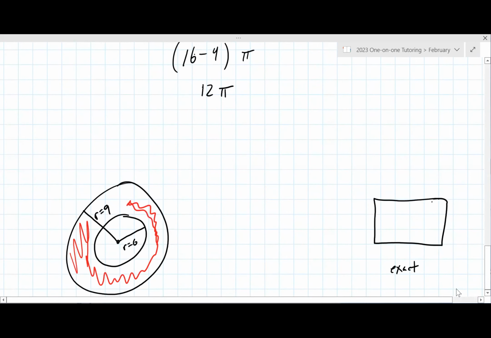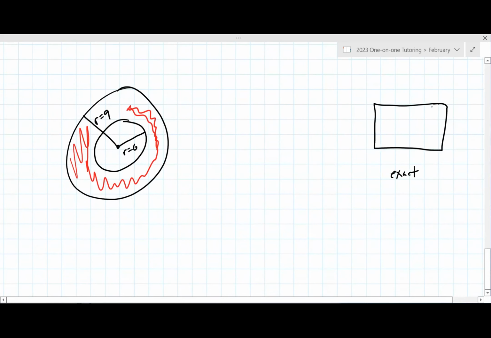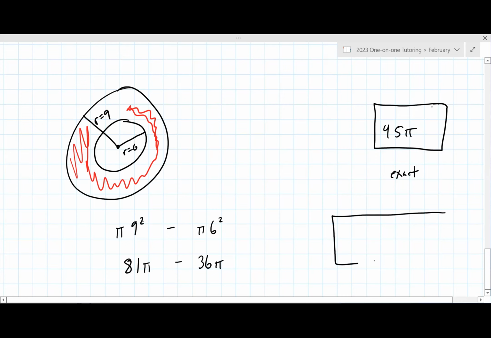Okay, so do the same thing here. It's the exact same problem, just different numbers. Just squaring a 9, squaring a 6, and subtracting. 45 pi. Very good. So it's pi 9 squared minus pi 6 squared. 81 pi minus 36 pi is 45 pi. Very good. Now give me the approximation.